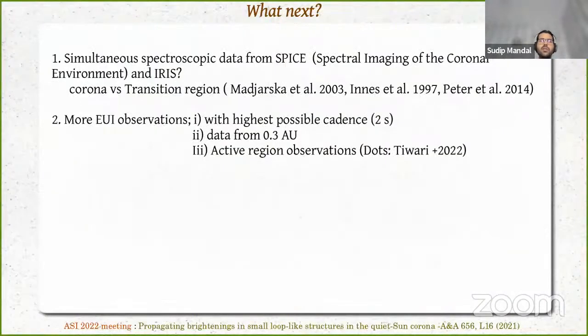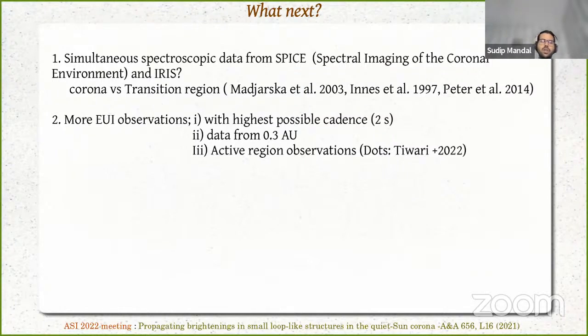When you observe all this, of course, the next step is to go for spectroscopic data, because we already know many brightening events like bright points or UV bursts or explosive events, which are small scale, tiny brightenings. Whether these campfires are different from them, or we are just looking at the same stuff with a high resolution instrument, that has to be confirmed with spectroscopic data. And of course, more EUI observations are needed with higher gradients.